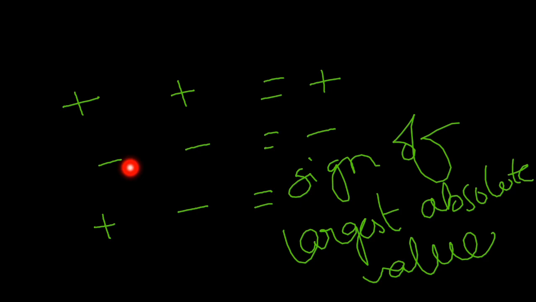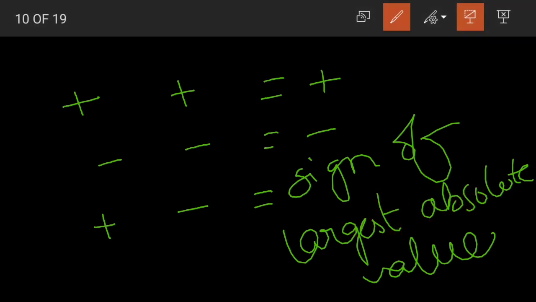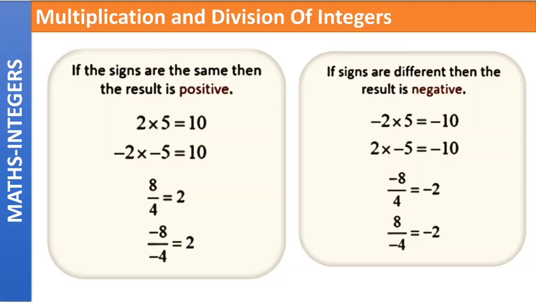This is clear, right? In case of addition and subtraction, if both the numbers are positive, then the answer will also have the positive sign. If both the numbers are negative, then the answer will also have a negative sign. If one is positive and the other is negative, the result will have the same sign as of the largest absolute value.